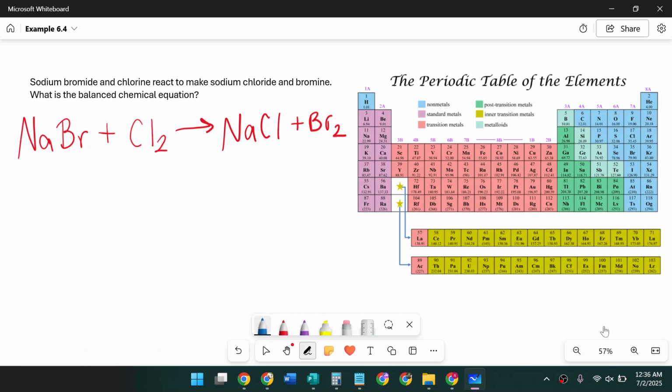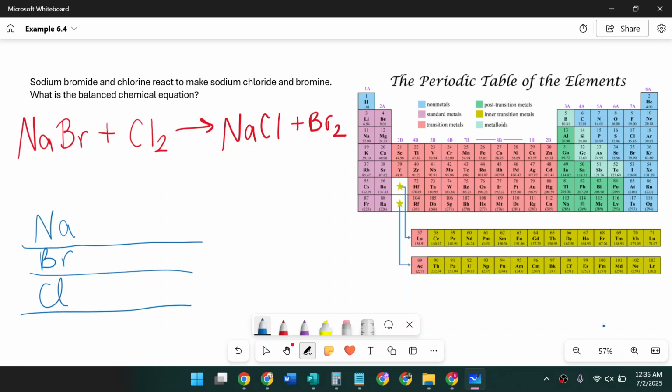Now to balance this, let's just start comparing. So we have sodium, and we have bromine, and we have chlorine. And so for each of these 3 atoms, we're going to compare how many are in the reactants and how many are in the product side. So for sodium, we have 1 here and 1 here. So we have 1 of each of those. For bromine, we have 1 on the left and 2 on the right. And for chlorine, we have 2 on the left and 1 on the right.